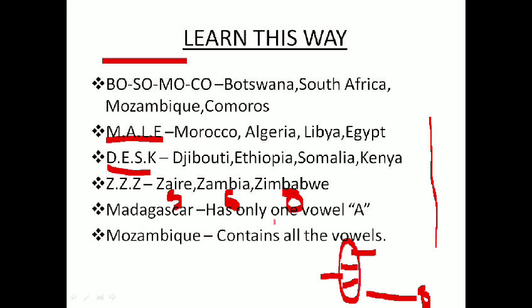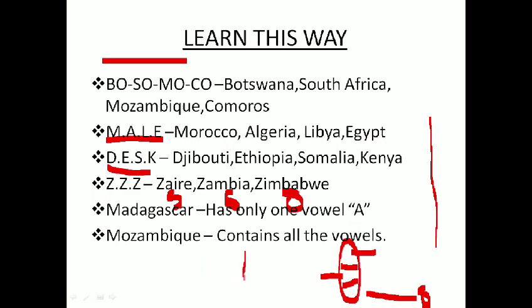Madagascar has only one vowel, and that is A. And Mozambique contains all the vowels, perhaps the only country. If you leave out the United States of America, United States is not the name, okay? America is the name. So here Mozambique is the only country which contains all the vowels: A, E, I, O, and U. Madagascar has only one vowel, that is A. And both are located just opposite to each other.